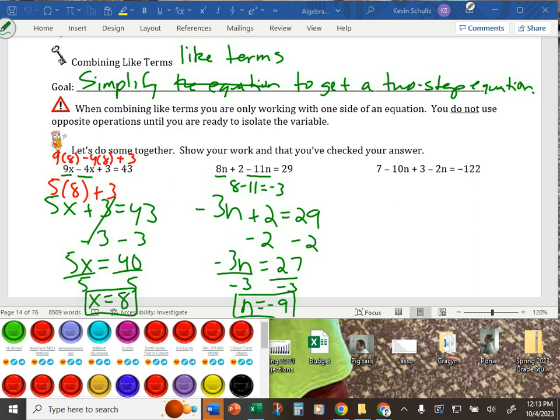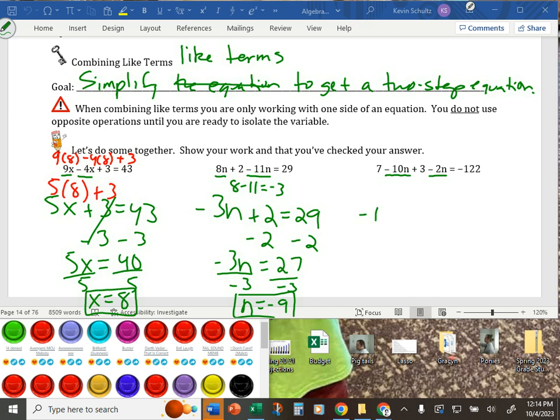Last one. 7 minus 10n plus 3 minus 2n equals negative 122. What are the like terms we can combine? Landon. The negative 10n and the negative 2n. What does negative 10 minus 2 give me? Ooh, that's negative 10 plus 2, because you're getting closer to 0. You're going to the right on the number line. Negative 10 minus 2, negative 12.